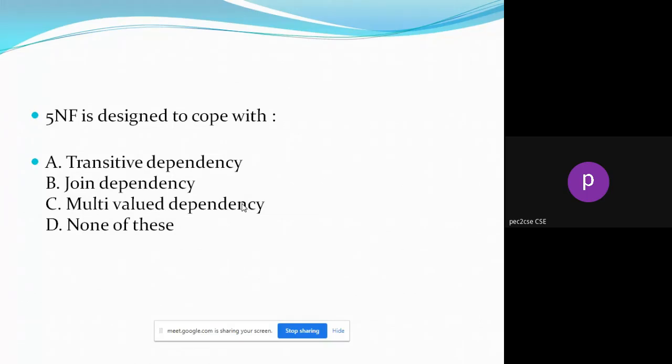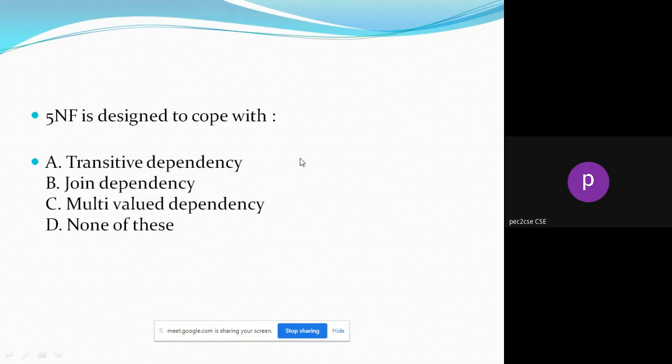And multi-value dependency, where is it? Fourth normal form. You are saying first normal form is multi-valued attribute. Here it is multi-value dependency. So fourth normal form says that a table can have only one multi-value dependency.